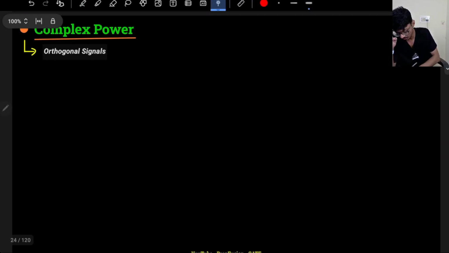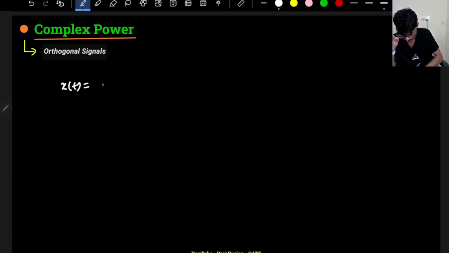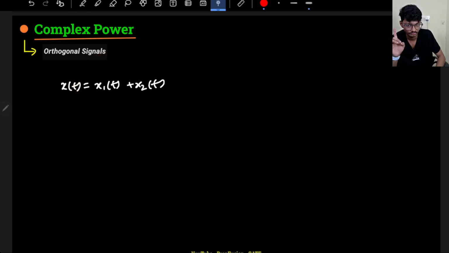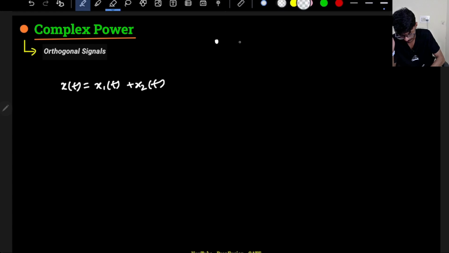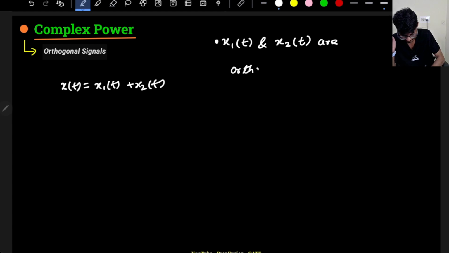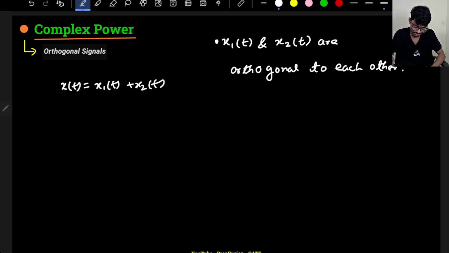For now, let's take a simple example. x of t equals x1 of t plus x2 of t, and the assumption is that x1 of t and x2 of t are orthogonal to each other. So we will see about this.